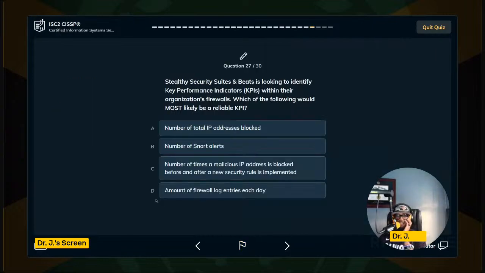All right. Stealthy security suites and beats is looking to identify key performance indicators within their organization's firewalls. Which of the following would most likely be a reliable KPI? So, key performance indicator. I would eliminate Bravo. Number of times a malicious IP is blocked before and after new security rules are implemented. I would say Charlie for the firewall, because are you seeing that malicious IP again after you implement a fix?